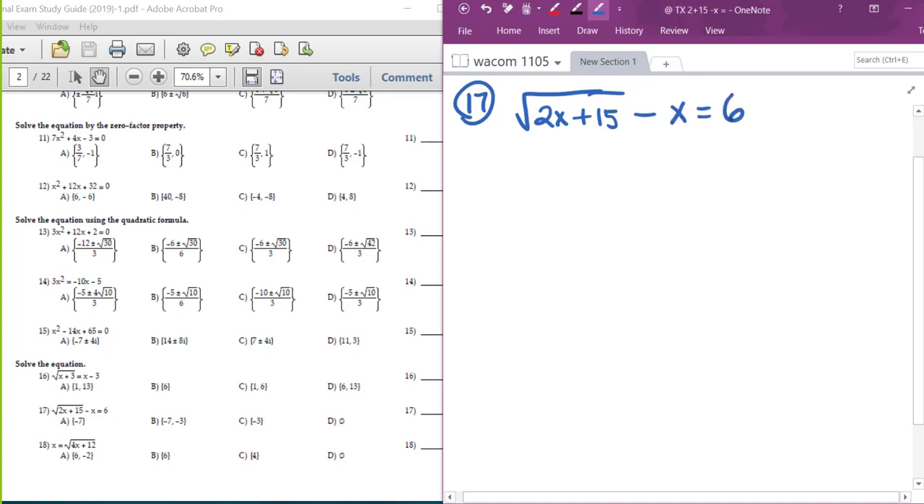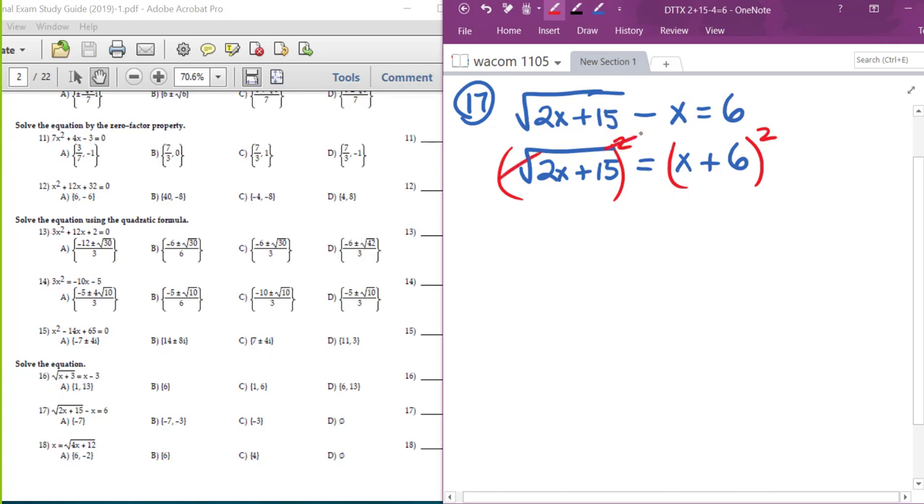And that is your first step. You have to isolate the radical before you square both sides. So I'm going to move the x over. And so that'll be a positive x, so I'm just going to put x plus 6. Right, now I will square both sides. On the left-hand side, it's just going to remove your radical.